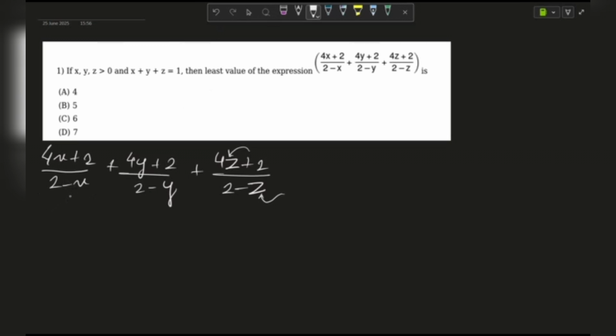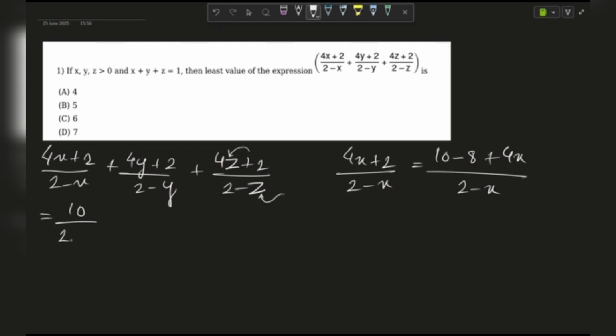I am showing this with one term and we will do the same with all the others. Let's take the first one, (4x plus 2) by (2 minus x). I will write this as (10 minus 8 plus 4x) by (2 minus x). And we do the same for all others. You will soon understand why. So this will come out to be 10 divided by (2 minus x) plus 10 divided by (2 minus y) plus 10 divided by (2 minus z), all have 10s, and this comes out to be minus 12.